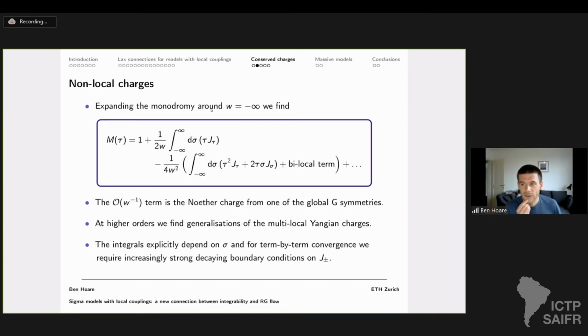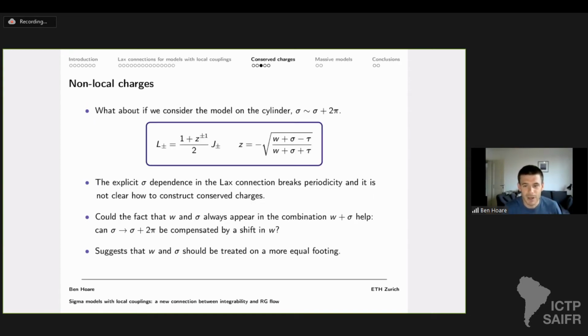However, what's kind of interesting is if you try to expand the monodromy about W is minus infinity, you get sensible expressions. So at leading order, you just get the identity. Then at first order, you get the Noether current associated to the G symmetry. And then you get some generalizations of the multi-local Yangian charges. However, what you notice is that you start to get this sigma dependence. And that means for term-by-term convergence in this expansion, we require increasingly strong decaying boundary conditions on J plus and J minus. Things get a bit more complicated when we're on a cylinder, so I'll leave that for the moment.